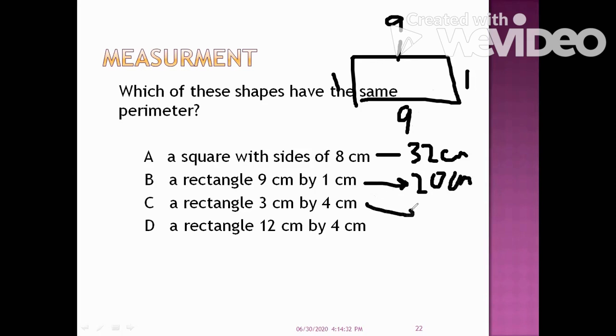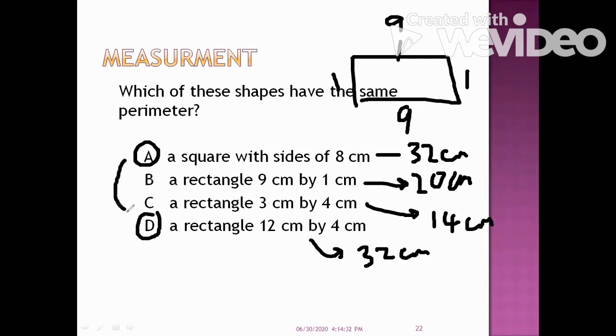And we have another rectangle. And if you work with the perimeter, it's going to be 3 plus 3 plus 4 plus 4, which is 14 centimeter. All right, and here's another one. It's another rectangle, so it's going to be 12. So it's 12 plus 12 plus 4 plus 4, which is equal to what? 32 centimeter. So what do you know? The square and the rectangle down here, so are what? Have the same perimeter.